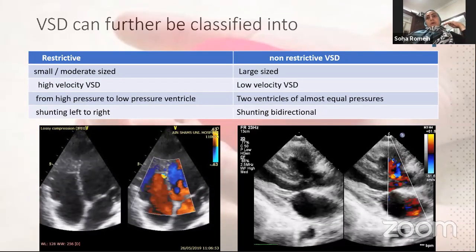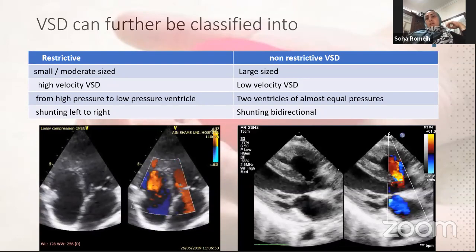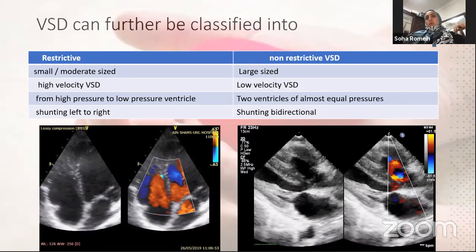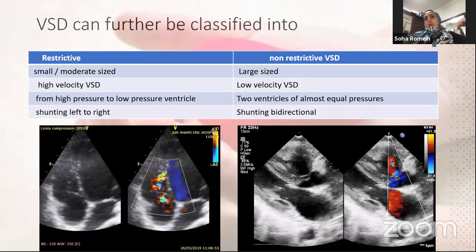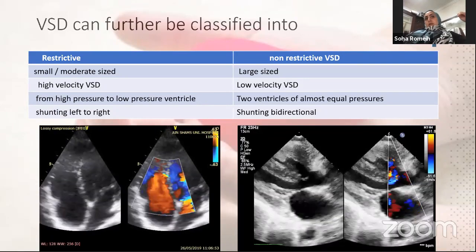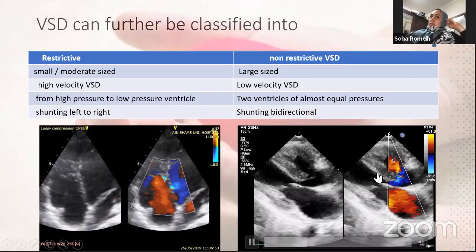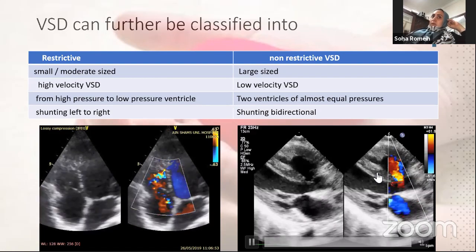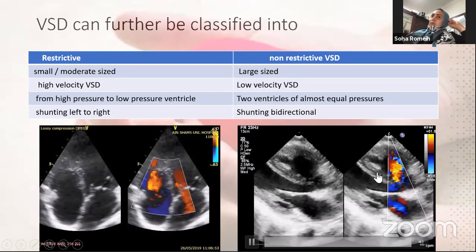It has red color. That means that the flow is going towards the probe, so it's from the left to the right ventricle with no trabeculization. Does this have any impact on the definition of restrictive and non-restrictive?